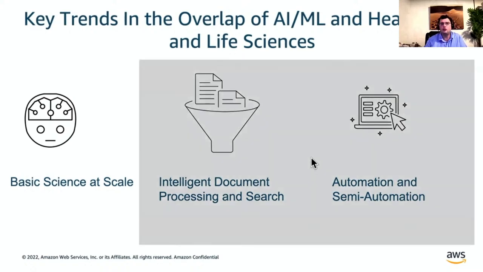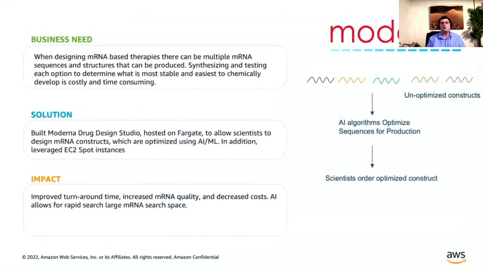The first trend that I want to focus on is basic science at scale. And I'm going to present some examples of this. This first example comes from Moderna.